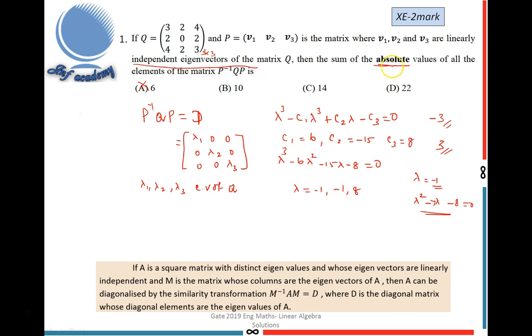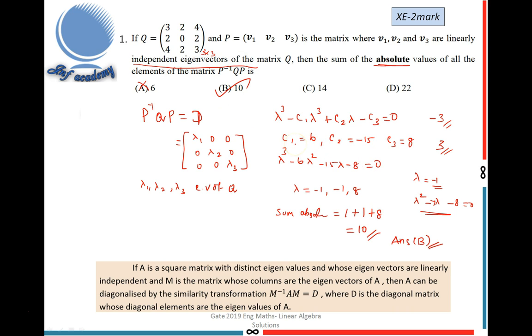So the sum of the absolute values of the elements of P inverse QP equals the absolute value of minus 1, which is 1, plus 1 plus 8. This is equal to 10. So the final answer is 10. The answer is option B. This is the final answer. In this case, you have to find the eigenvalues of Q, then you have to take the absolute values, and again you can add. Then we get the correct answer. This is the answer, option B.